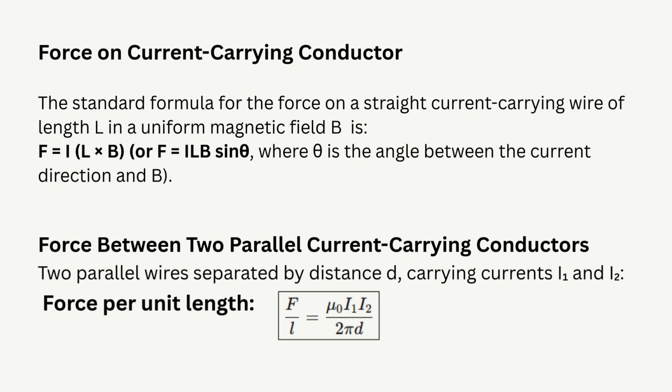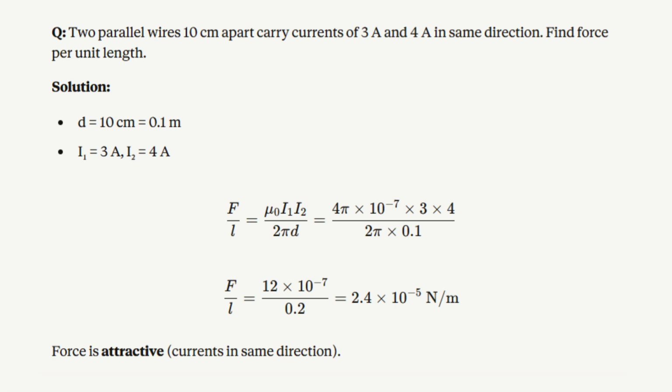We learned about the force on a moving charge. Now let's see the force on a current-carrying conductor with length L and magnetic field B. The formula is F equals I into L into B. The formula for force between two parallel current-carrying conductors separated by distance d, carrying currents I1 and I2 is also given. Let's do a problem on the force between two parallel current-carrying conductors. Two parallel wires 10 centimeters apart carry currents of 3 Ampere and 4 Ampere in same direction. Find force per unit length. The answer is 2.4 into 10 raised to minus 5 newtons per meter.